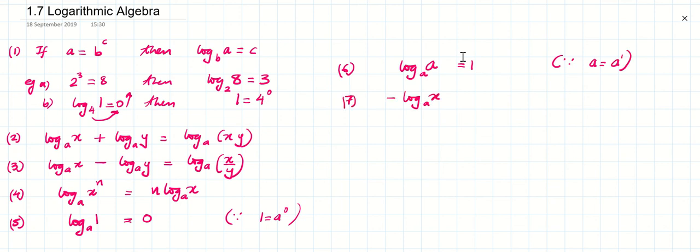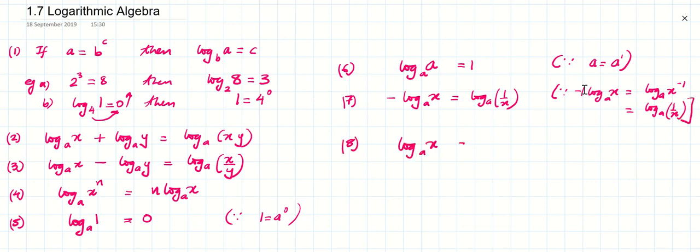Minus log x to the base a is log 1 upon x to the base a. Now, a very simple derivation. I can show you this derivation. Minus log x to the base a, if you have minus log x, that means minus 1 times log x. So that is log x raised to minus 1. That is equal to log to the base a of 1 over x.